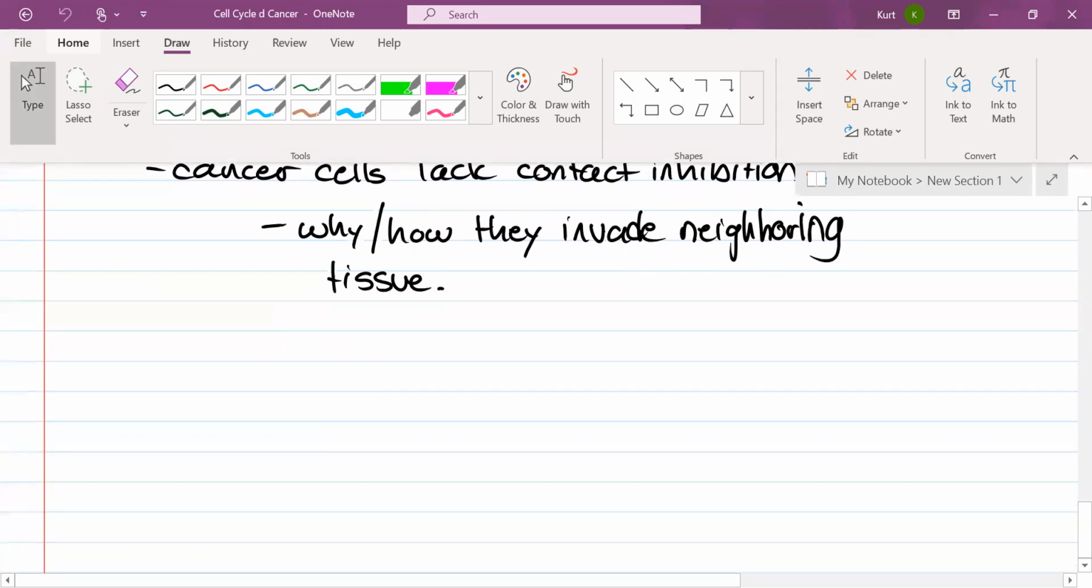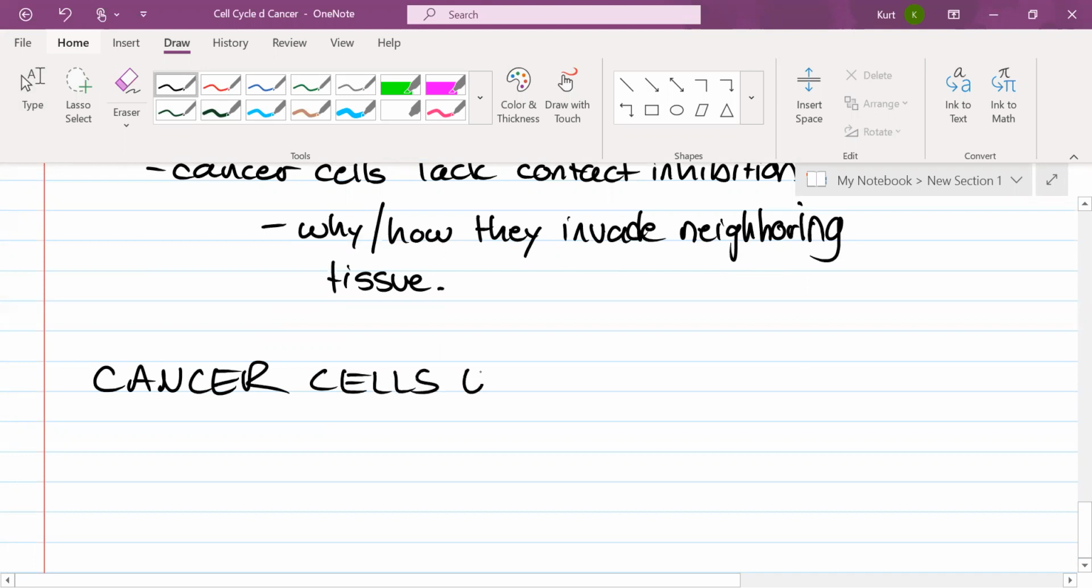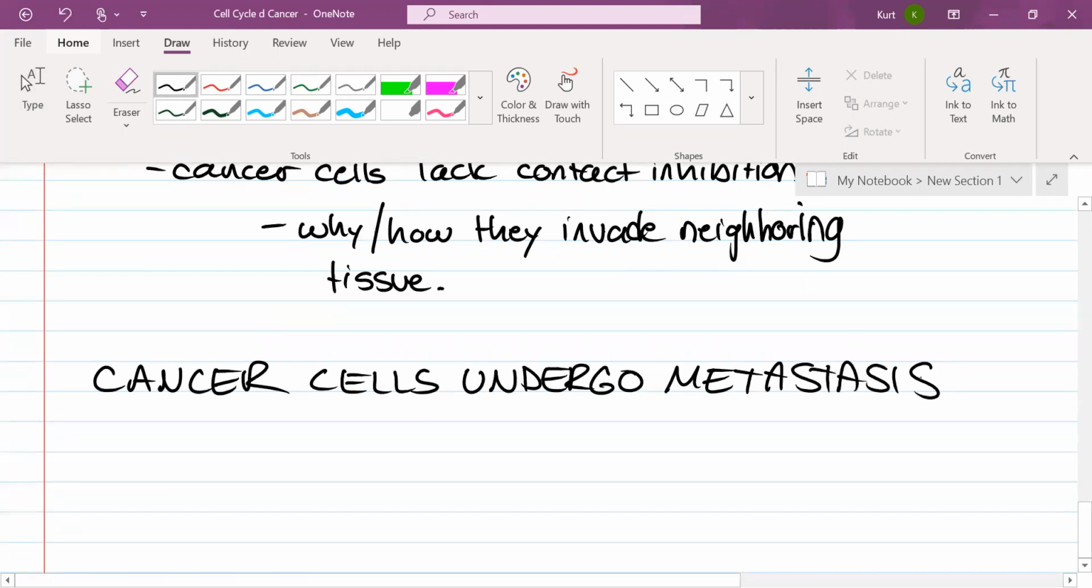All right, the last thing I would like to get to is cancer. Cancer cells undergo metastasis. I am going to ask you to pronounce that word when you come in on Monday. It was written on the board. It is pronounced metastasis, not metastasis. Cells undergo metastasis and angiogenesis.